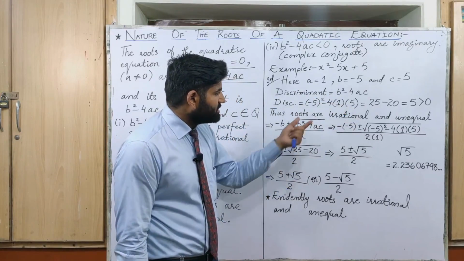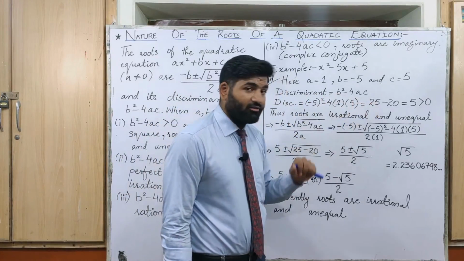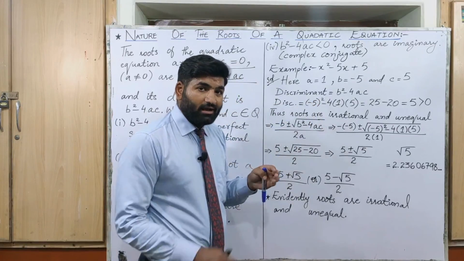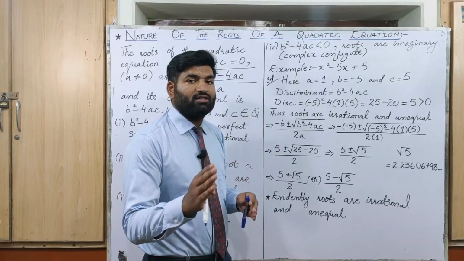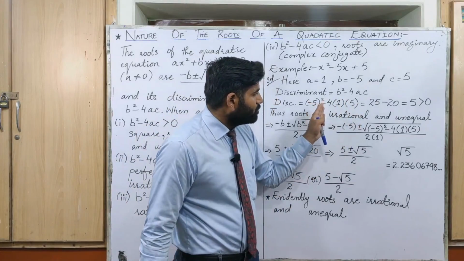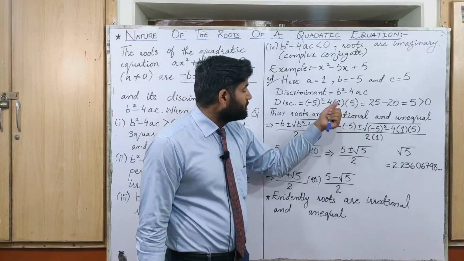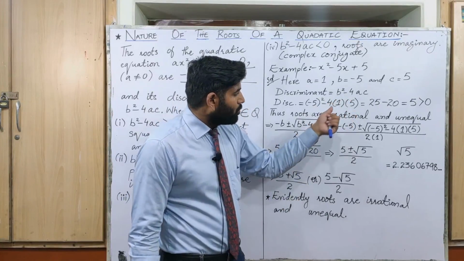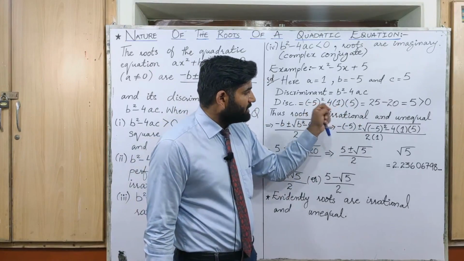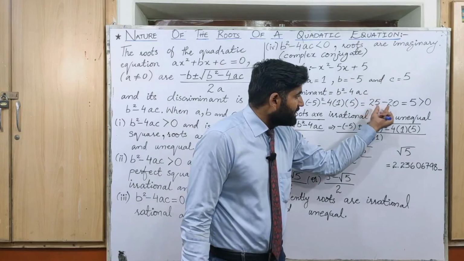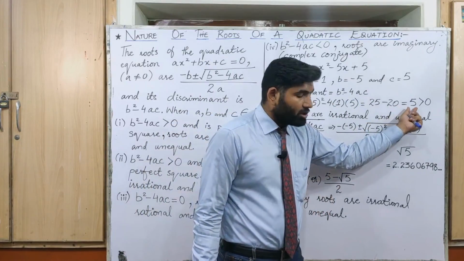Now just simplifying this, minus 5 square will be 25, because the power is even, and minus 5 into minus 5: minus into minus is plus, 5 into 5 is 25. So minus 5 whole square is equal to 25. Next we have minus 4ac, meaning minus 4 into 1 into 5. So 4 into 1 is 4, and 4 into 5 is 20, and it is minus. So it will be 25 minus 20, which is equal to 5. So this is what we have got as the discriminant.